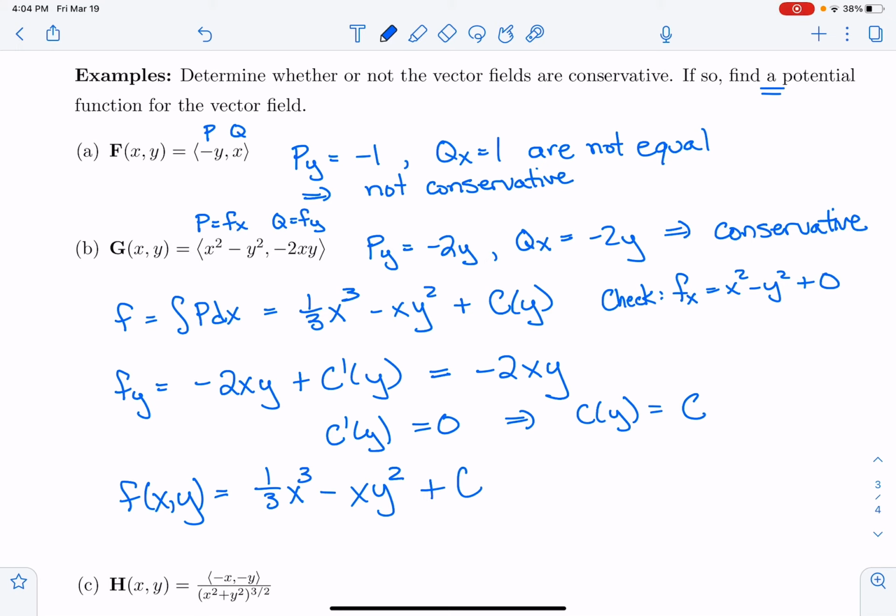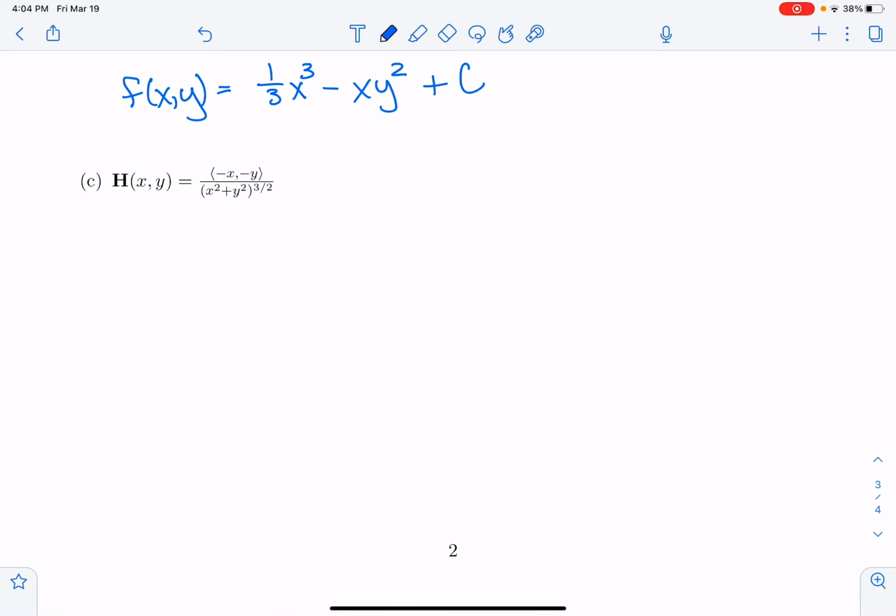Okay, let's do one more example. This example is going to actually be my gravitational field from the previous video. So h of xy is minus x minus y divided by x squared plus y squared to the 3/2. Another way to write that is minus x times x squared plus y squared to the negative 3/2, and then minus y times x squared plus y squared to the negative 3/2. So that's my function p, and that's my function q.